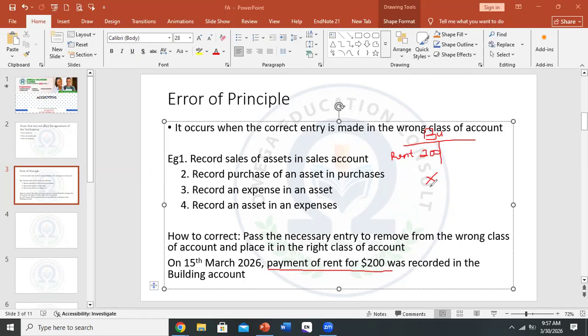So upon seeing this error, you say, no, I have to pass an entry to cancel or remove this in this wrong class. If you want to pass an entry to cancel this, you obviously need to credit it. That is why it was indicated that you credit the building. So after canceling, you now go and put it in the right account, the rent account. So the double entry will be you debit rent and you credit who? Building.